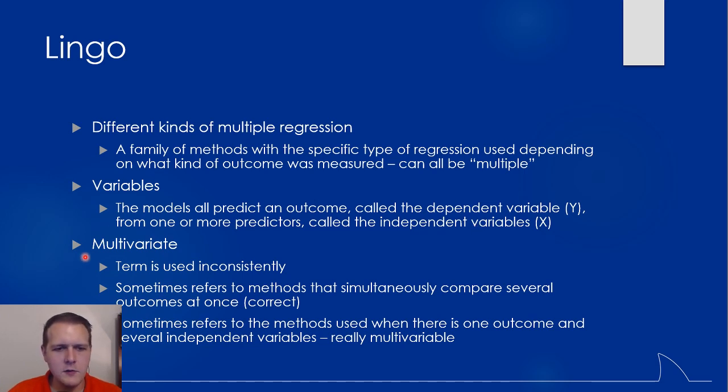Now, you may hear the term multivariate used kind of inconsistently, mixing that up with multivariable. Sometimes it's referring to a method that is comparing several outcomes at once. This is correct and not something we're going to be doing for our purposes, kind of outside of our scope. What we're really going to be looking at is when we're using one outcome and several independent variables. That's the multivariable one. Multivariate means you're looking at several outcomes.